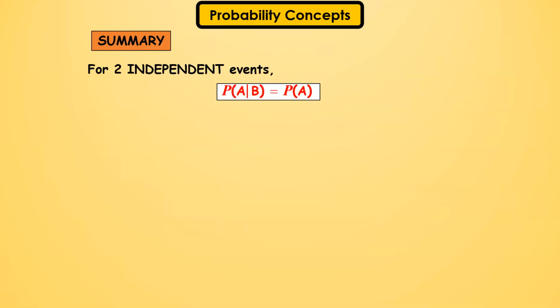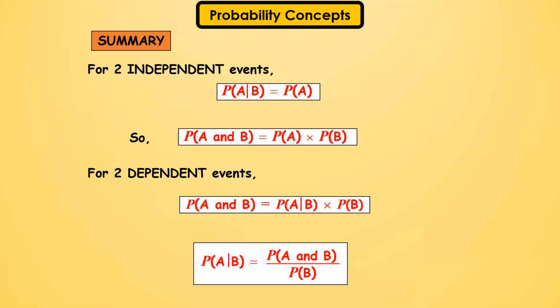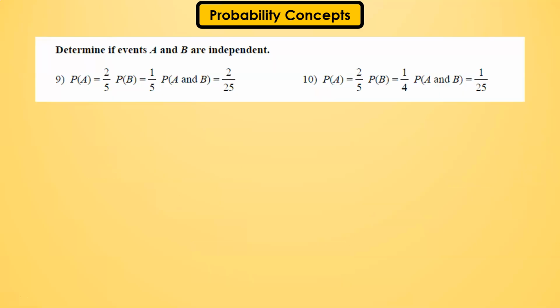So in summary, and these are the bits you need to make sure you've got clear: for independent events, you can use that formula. For dependent events, you have to use this formula. That's really important, because making that choice on whether something's independent or dependent will determine which formula you use. So let's have a look at some questions that we can do.